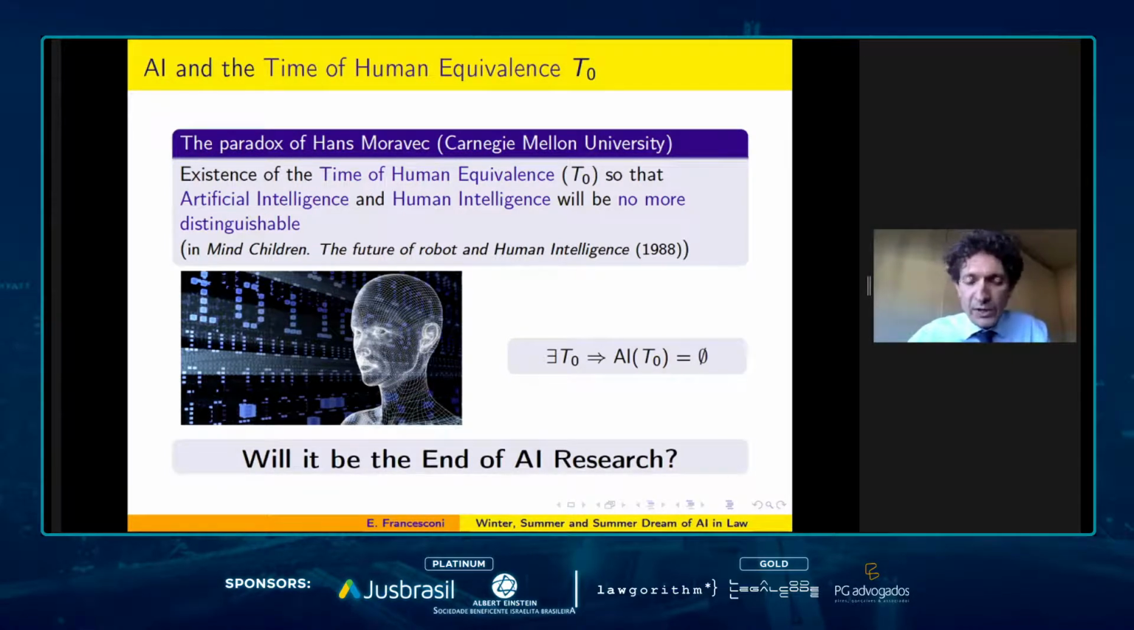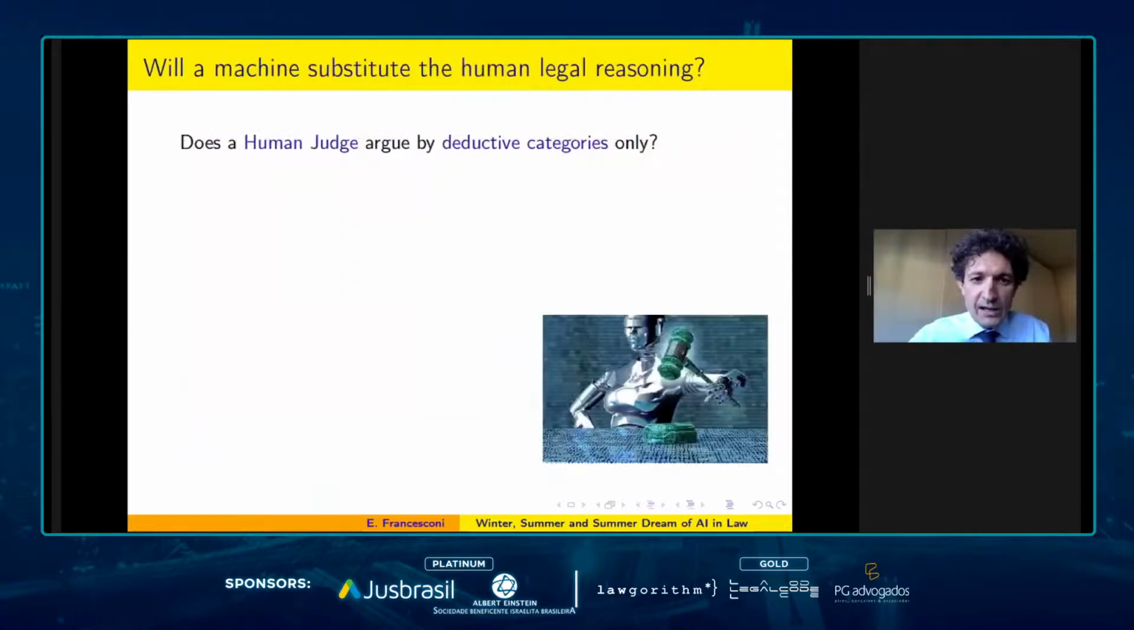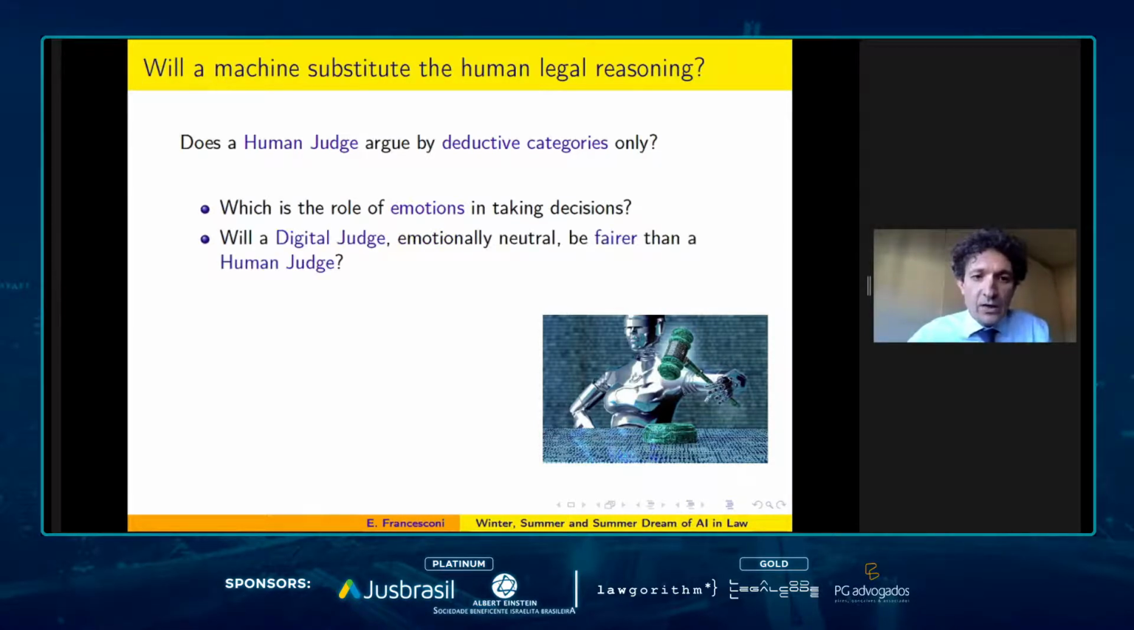In order to respond to this question, we have to respond to other more specific questions. Does a human judge argue by deductive categories only? Are there any roles of emotions in taking decisions? Will a digital judge, emotionally neutral, be fairer than a human judge? And finally, the question of the questions, I would say: is the human brain algorithmic?